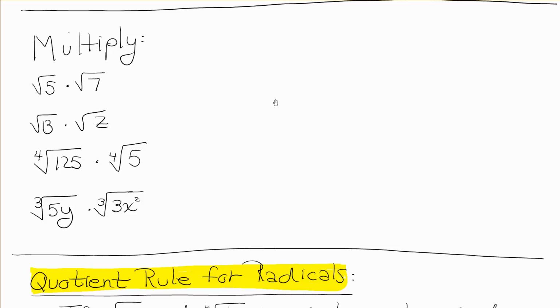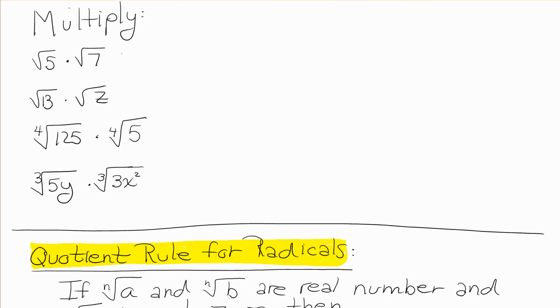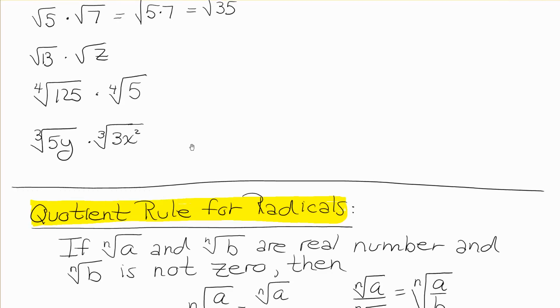We are going to multiply radical 5 times radical 7 and combine it into one radical, and you notice they're both square roots, so they have the same index. So that would be radical 5 times 7, which is radical 35. That does not reduce any further. Radical 35 does not have a perfect square as a factor. All right, so the next example, radical 13 times radical z is going to be radical 13z. That does not reduce any further. 13 is a prime number and does not have a perfect square as a factor.